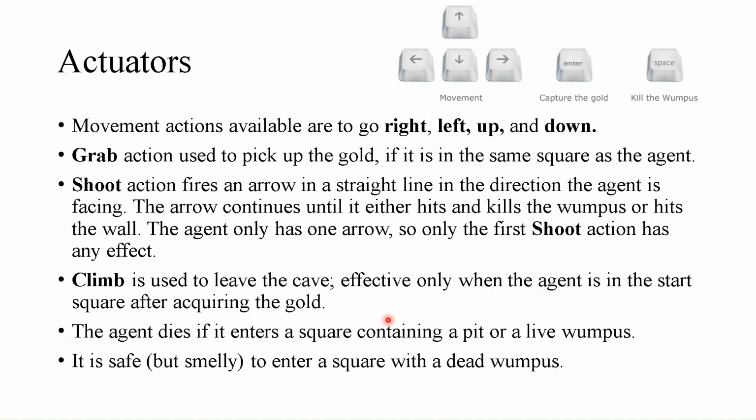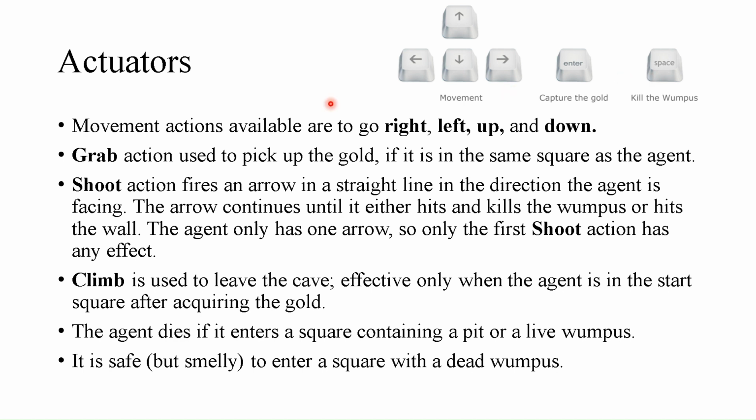Now for the actuators. So the movement actions are obviously going to be right, left, up, down, using the arrows, or WASD. Depends on the game. Some of them use that as well. Now you click enter to capture the gold, and space to kill the Wumpus, that is, shoot the arrow. Now the thing is, as I mentioned before, you have only one arrow and there's only one Wumpus. And killing the Wumpus gives you 10 points, not killing it loses those 10 points, and not using the arrow itself will get you nothing.